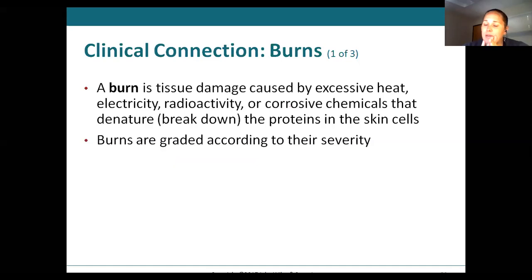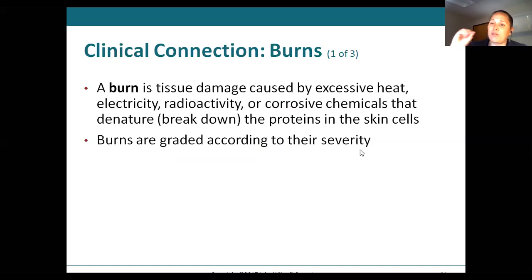Another thing that can happen to the integumentary system, since it's exposed to the environment, is burns. So this is a burn. If we define what a burn is, it's excessive heat, electricity, radioactivity, or corrosive chemicals that break down the proteins in the skin and cause them to no longer be covering the region in which they were originally exposed. So they're graded according to their severity.